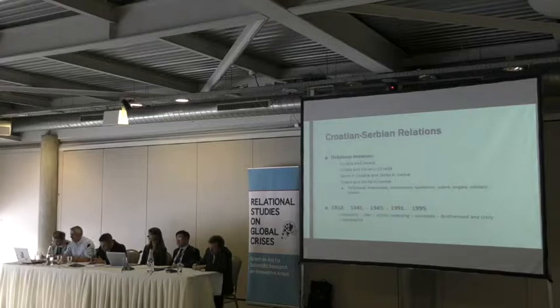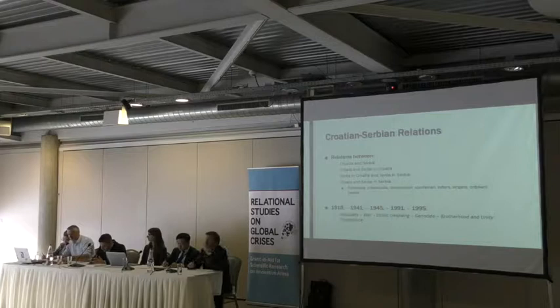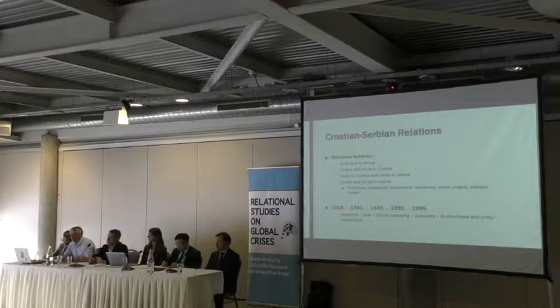History is one of the main instability factors in these relations. And it's also very interesting to stress that Croats and Serbs have been living together, one close to the other, for centuries, and mainly in peace and coexistence. Only for a few years during the 20th century were they in war and in some kind of hostility.